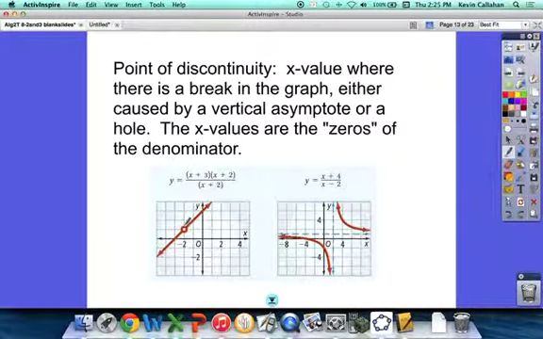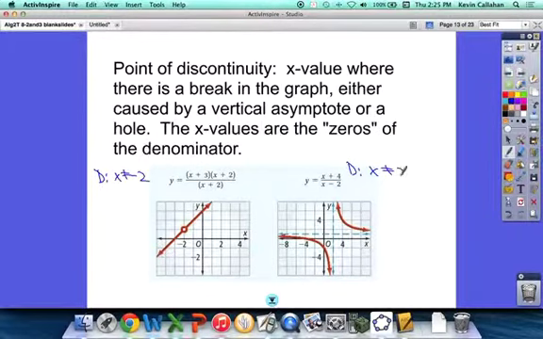Both of these, the zero would be like, let's just say, what is the domain of this one right here? Since it's divided by x plus 2, you would say x does not equal negative 2. This one is divided by x minus 2.